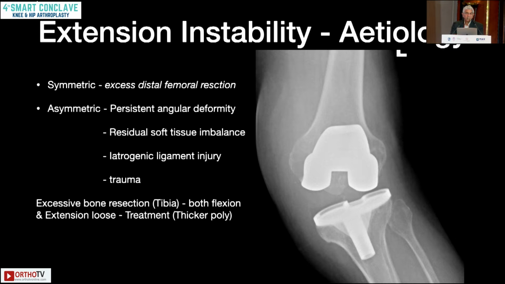So it can be again symmetric and asymmetric. Symmetric means where both the medial and the lateral side are lax compared to the flexion, and asymmetric when there's only one side angular deformity. Symmetric would be when one has done an excess distal femoral resection. And asymmetric is when there is residual soft tissue imbalance, or sometimes when one does an iatrogenic ligament injury.